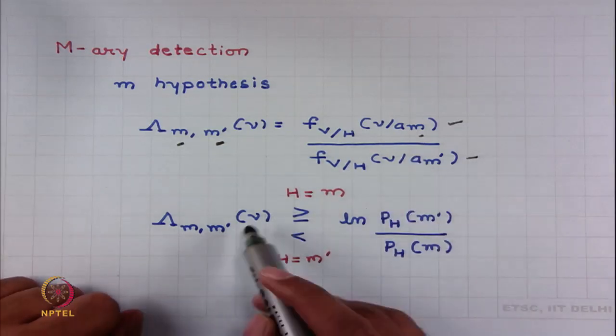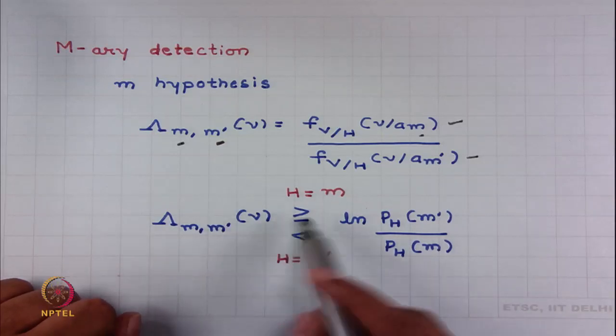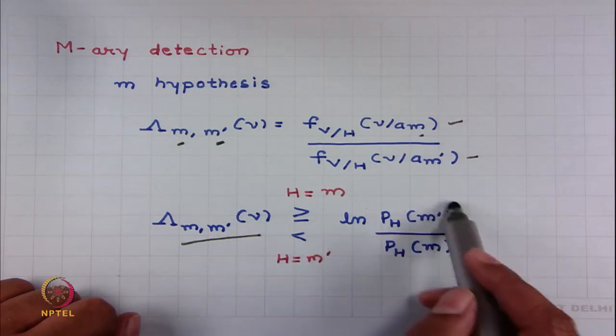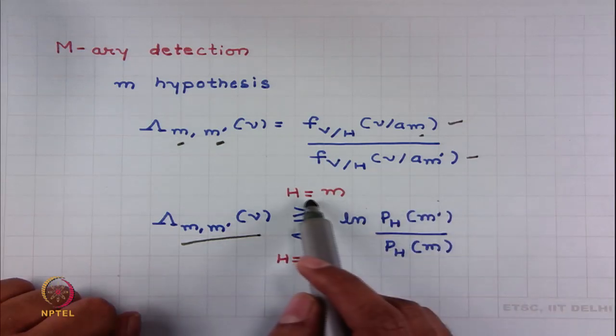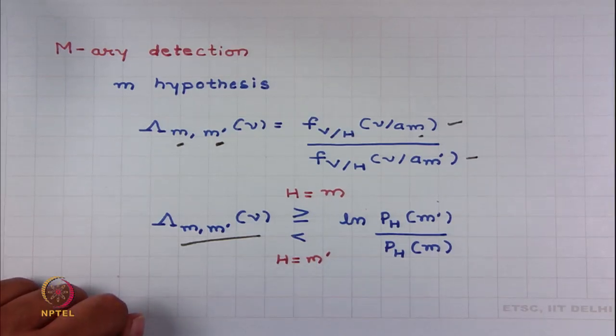Again, if you have to decide on the hypothesis when comparing M and M', you need to see that if this likelihood ratio is greater than this threshold, then we select the hypothesis as M, otherwise we select the hypothesis as M'. So, what we do in this M-ary case is we take two hypotheses at a time, compare them, and then decide on one hypothesis which should be considered for later evaluations.